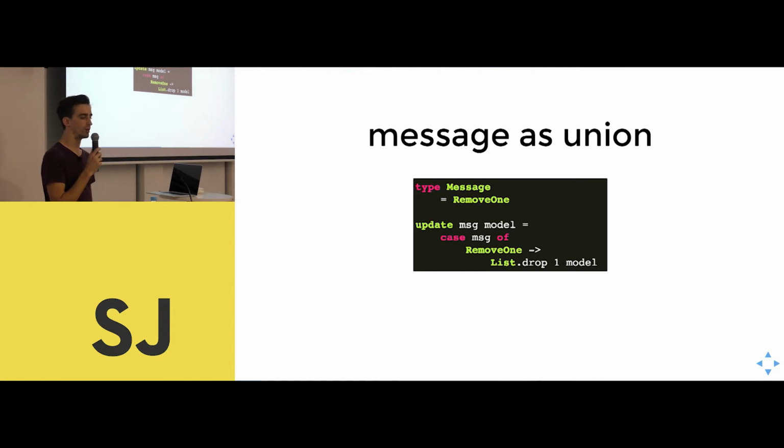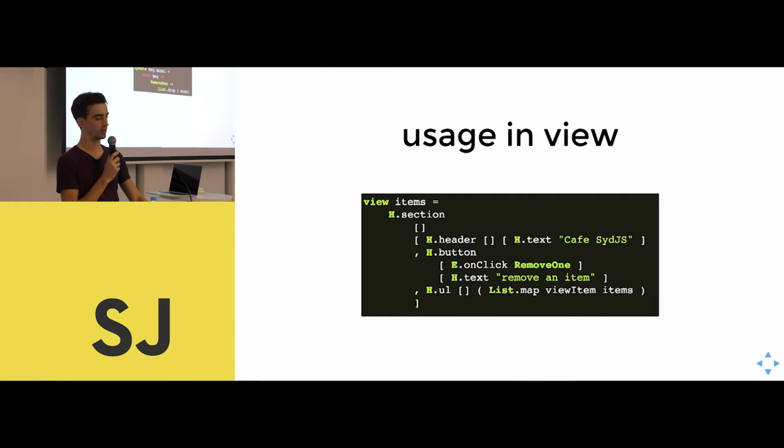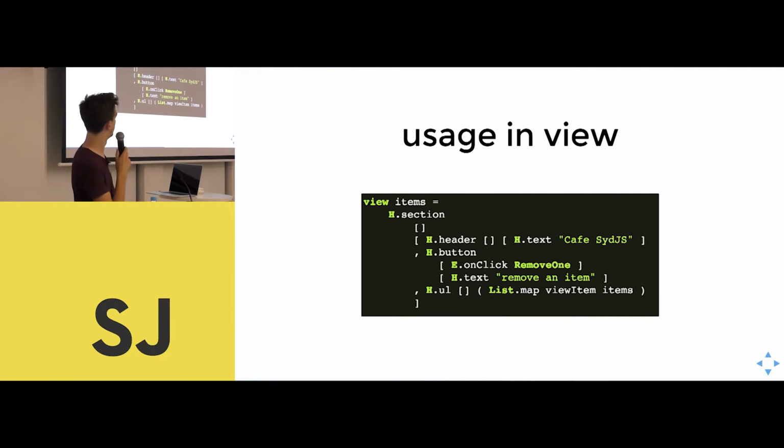So we have a remove one message, and update is a function that takes that message and the current model and drops just one thing from the model. So when it says remove one, we just drop whatever the first item is. And that's an implicit return. So that whatever that list.drop one model thing becomes our new model through the power of that beginner program wiring.